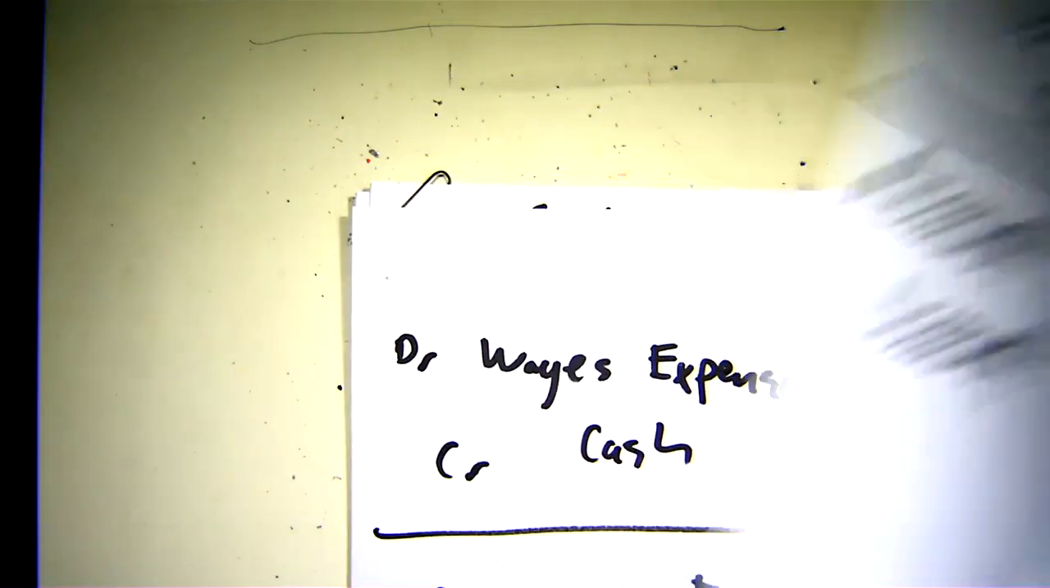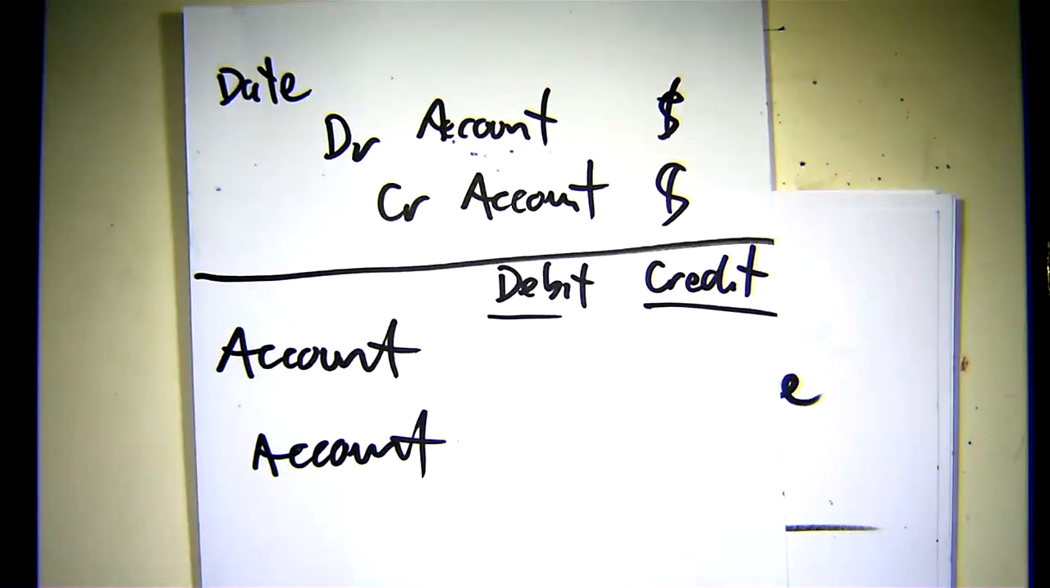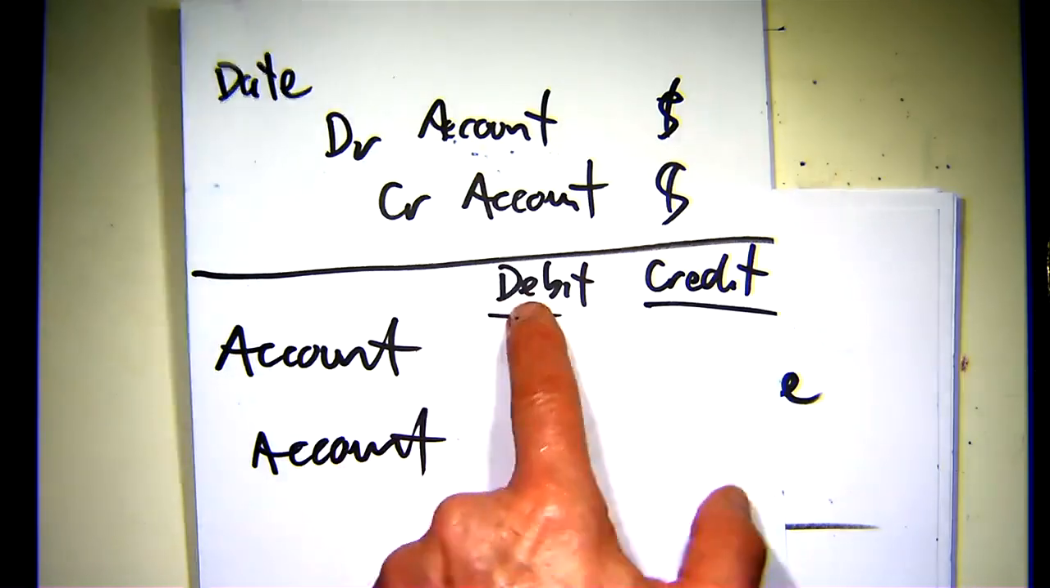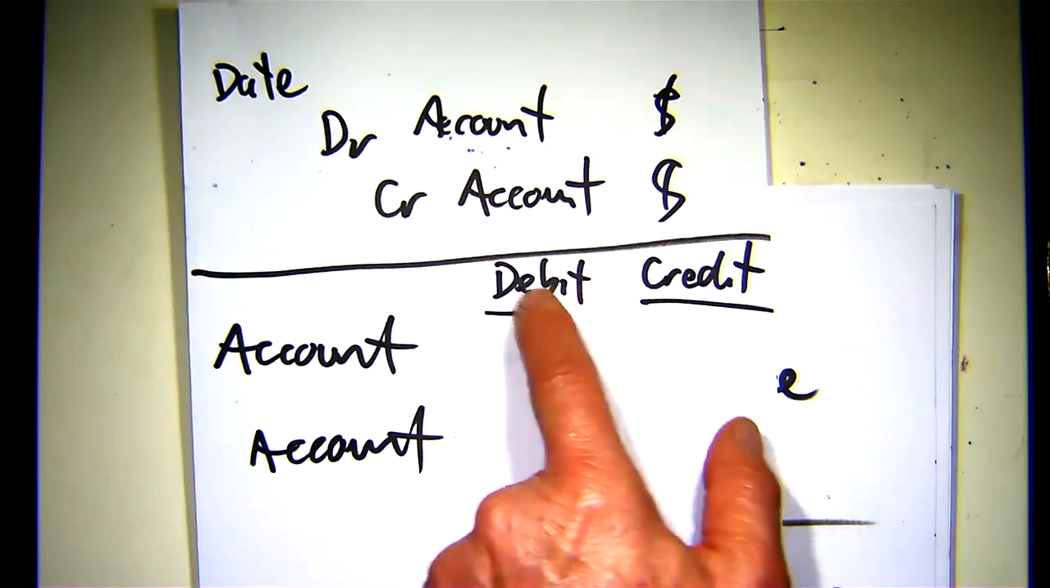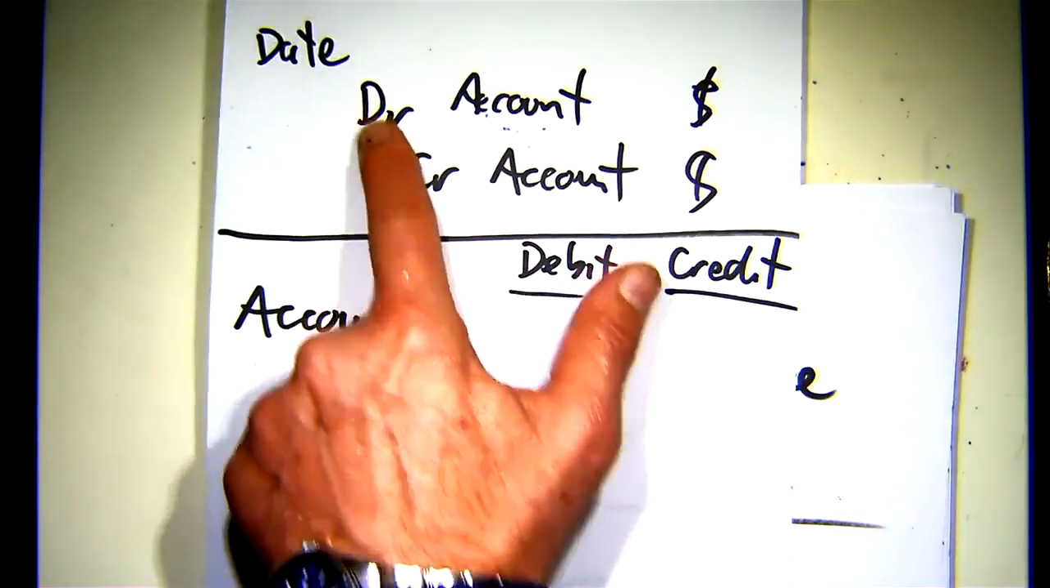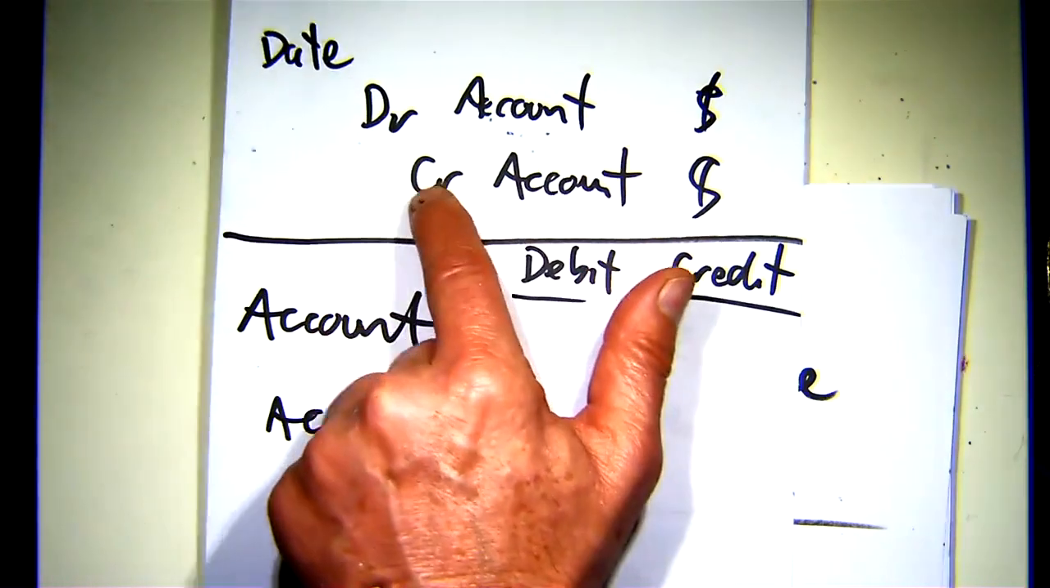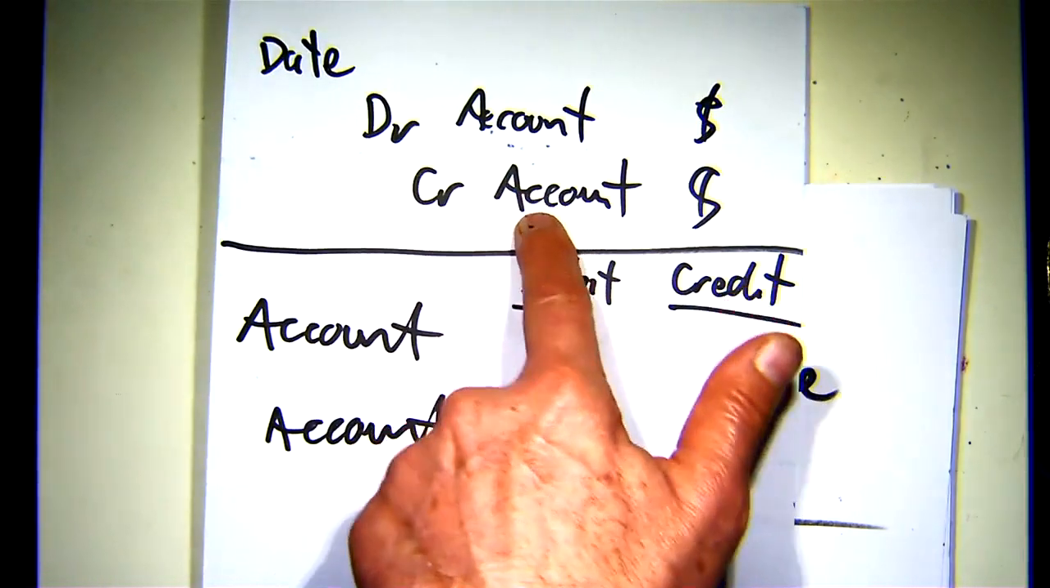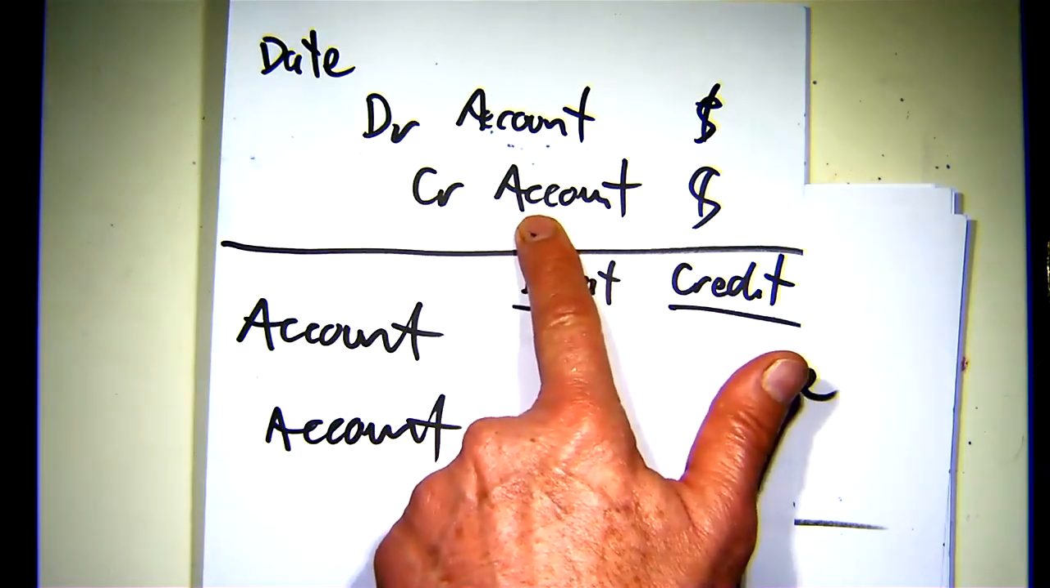Actually, someone asked me about this. Just to repeat, these are two ways to present a journal entry. The debit and credit can go at the top of the column on the left and right, or the debit and credit can go on the side of the account. This is the way I prefer. I think it's a bit quicker and easier to write out, just a format.